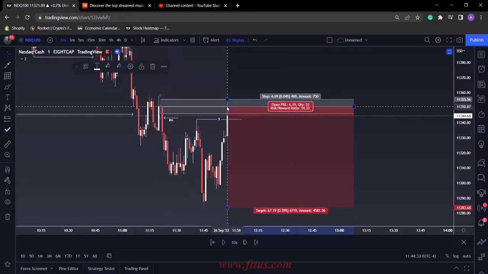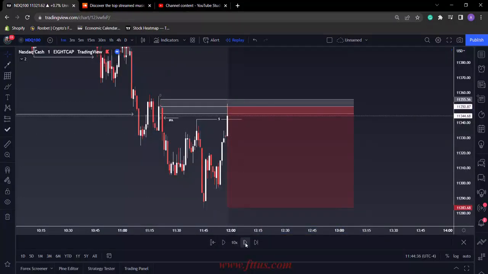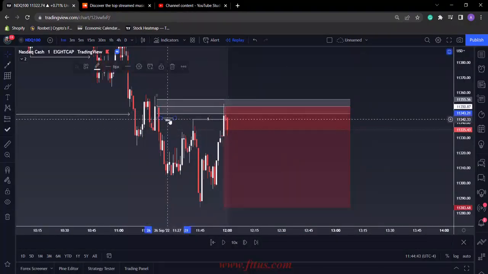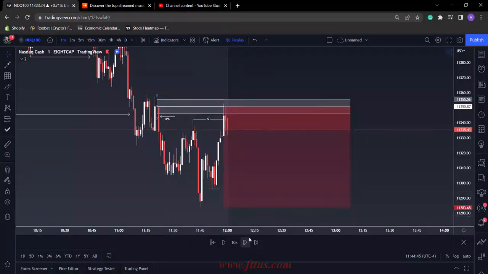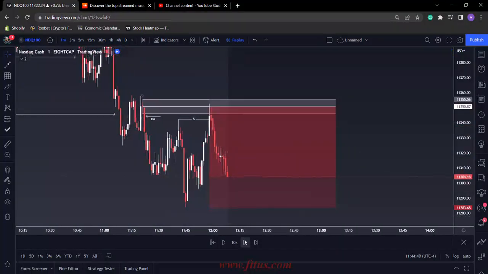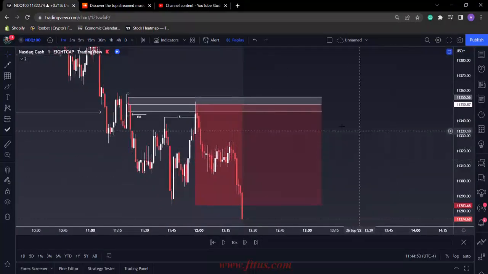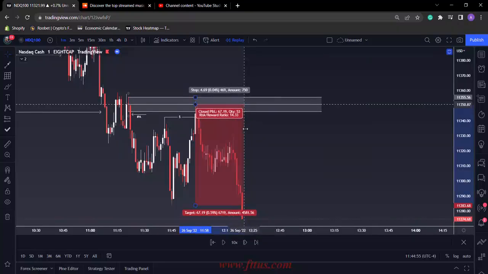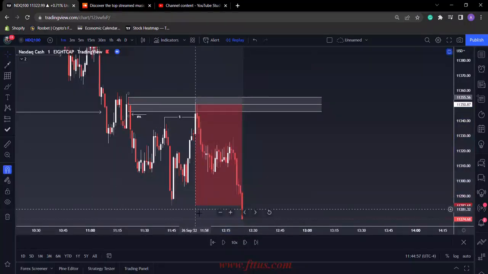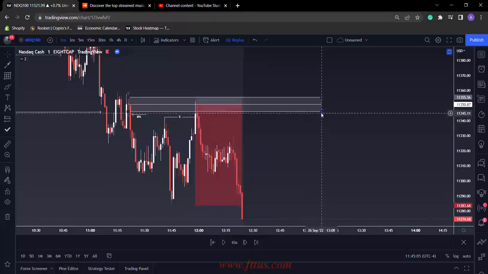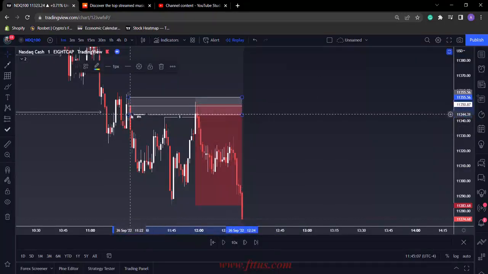So price came in, tapped into our supply zone 50%. Immediately we had a nice reaction. Liquidity got stopped out, imbalance got fulfilled, right? And now it's literally just a waiting game, and boom. This was a 23-minute trade, I believe, either 23 or 26 minutes, I forget. This was a 26-minute trade, resulting in 14R.